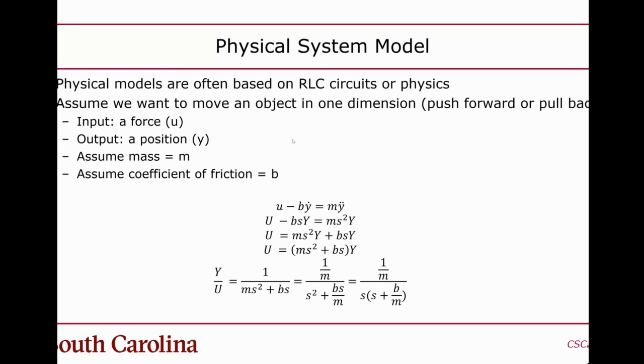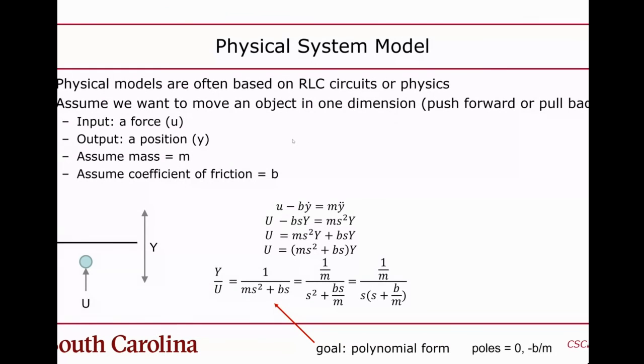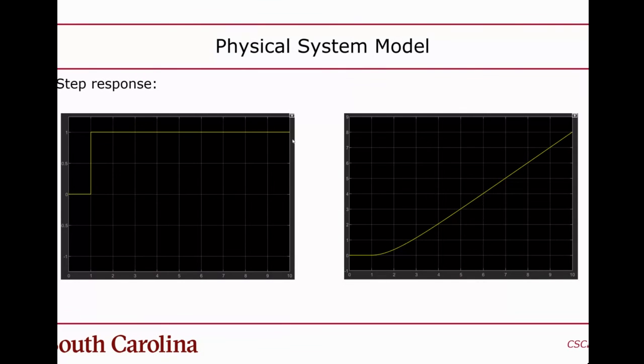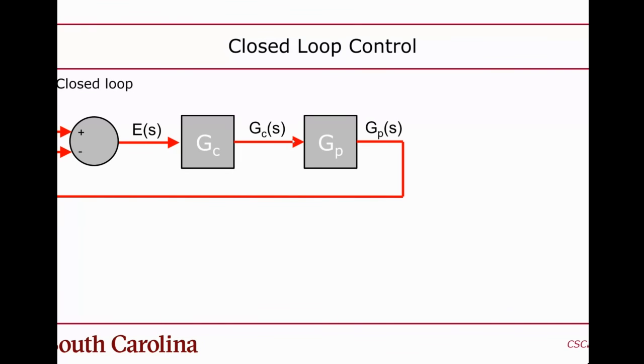So you just have to make sure that the units are consistent when you build these physical system models. And so in this case, I was moving an object, and I was basically doing a friction-based model. In the quiz, I gave you a pendulum model, which was similar, except it had angle as the variable theta instead of y. Okay, so that was that. We did the step response. We found that it was unbounded.